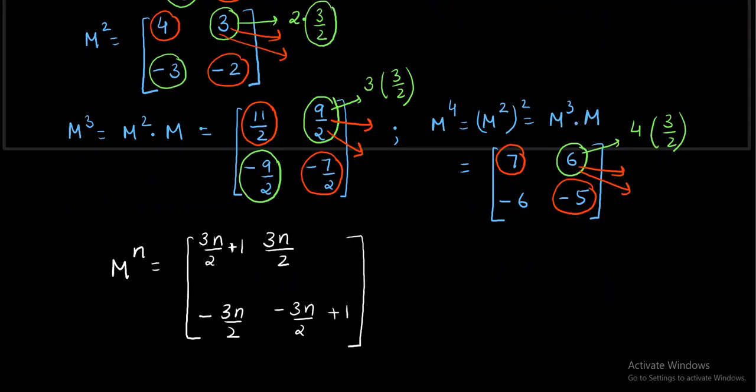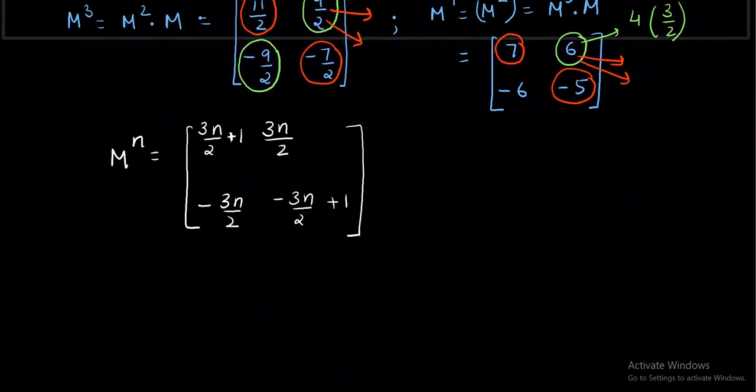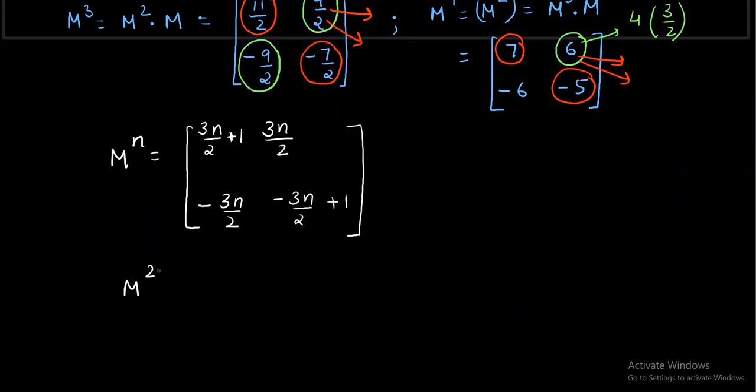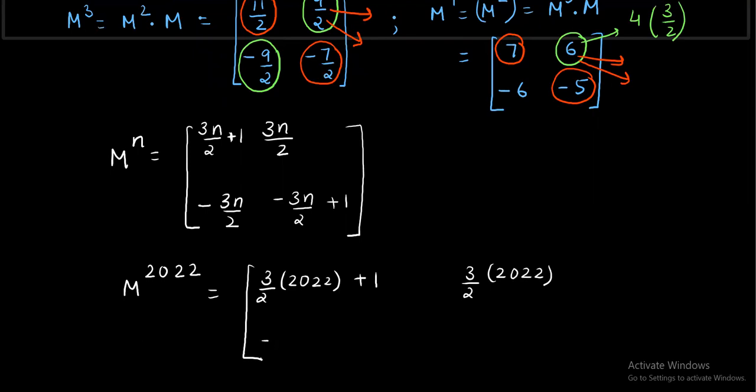So this is the general matrix M power n that we are getting. To get the answer for the question, you just need to keep n ka value as 2022. So let us keep n as 2022. Keeping it over here gives me 3 by 2 times 2022 plus 1. Then we have 3 by 2 times 2022 minus of 3 by 2 times 2022. And then we have minus of 3 by 2 times 2022 plus 1.